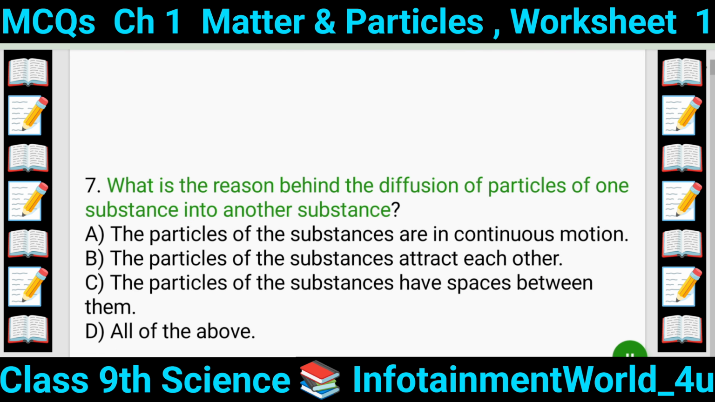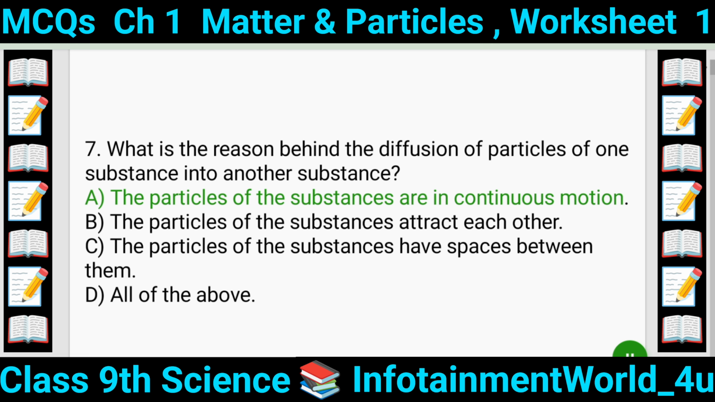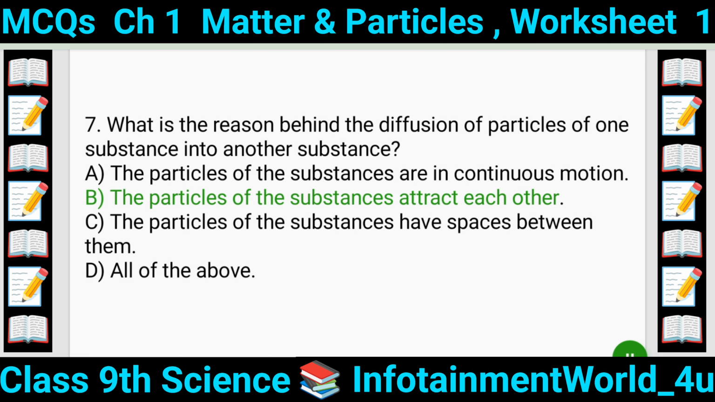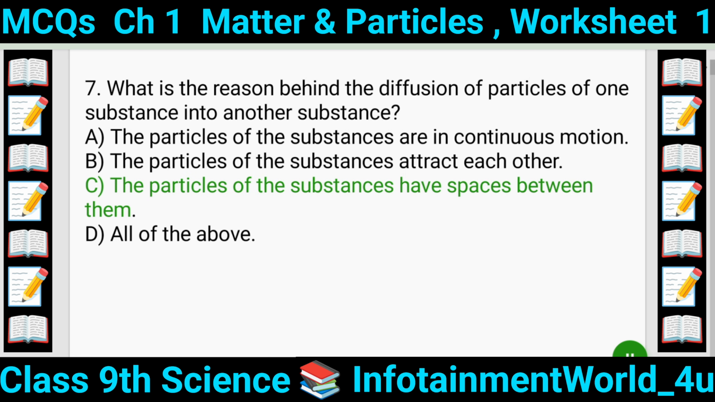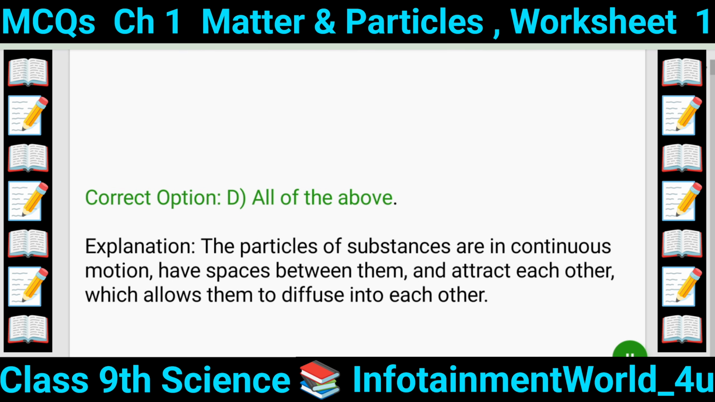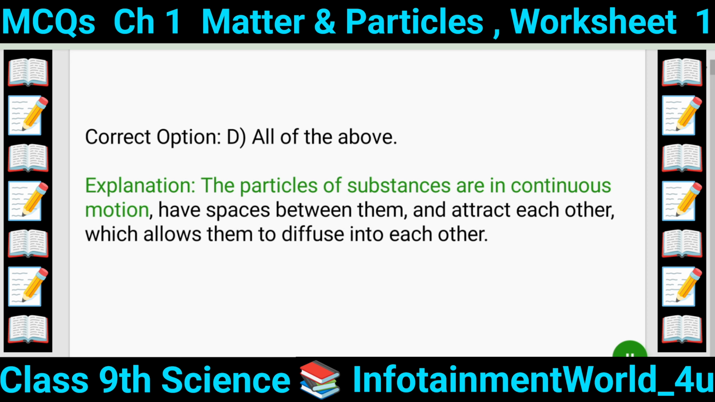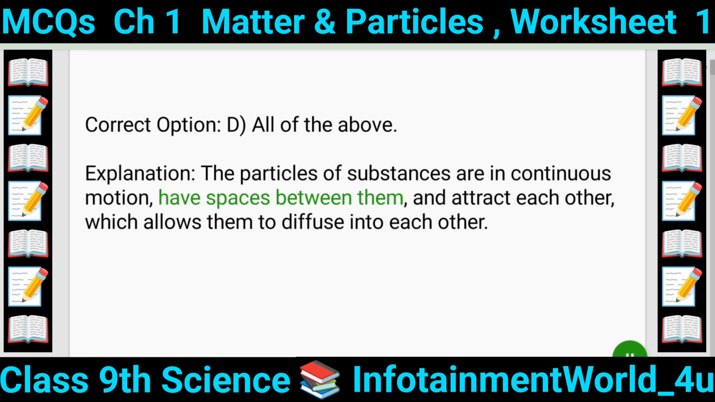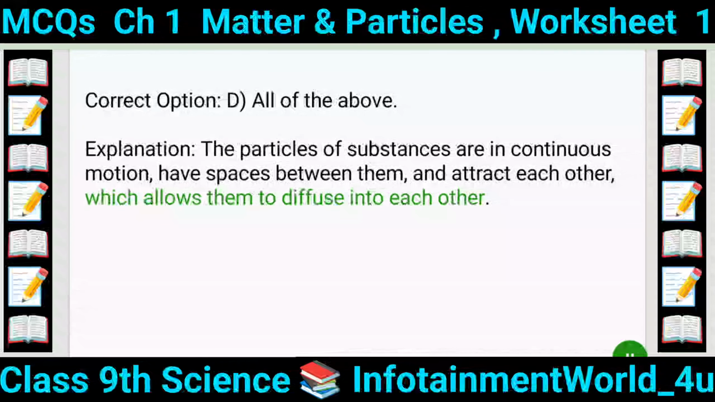7. What is the reason behind the diffusion of particles of one substance into another substance? A. The particles of the substances are in continuous motion. B. The particles of the substances attract each other. C. The particles of the substances have spaces between them. D. All of the above. Correct option, D. All of the above. Explanation. The particles of substances are in continuous motion, have spaces between them, and attract each other, which allows them to diffuse into each other.